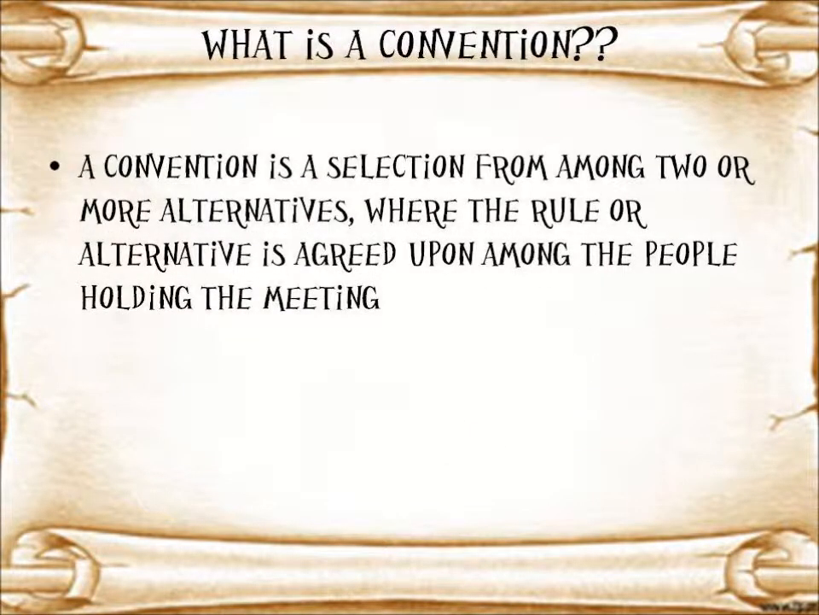What is a convention? A convention is a selection from among two or more alternatives, where the rule and the alternative is agreed upon among the people holding the meeting.